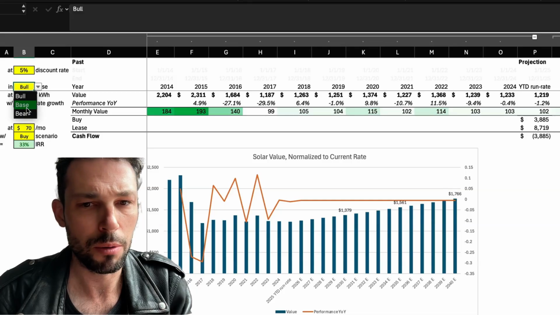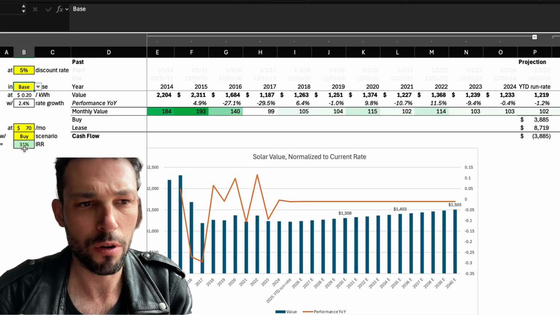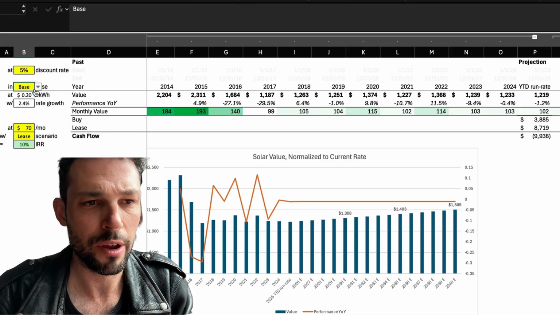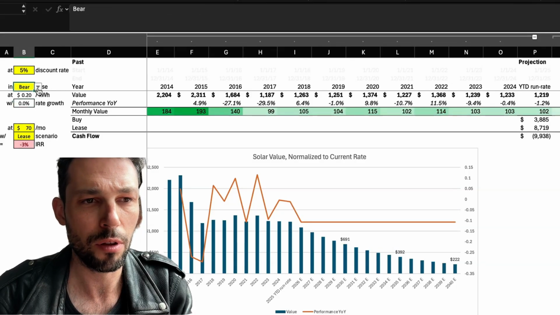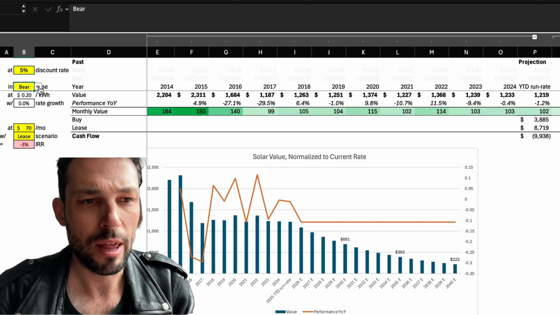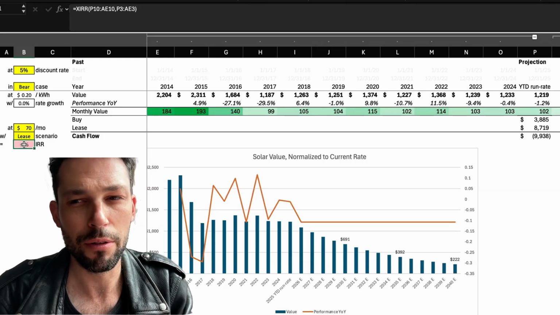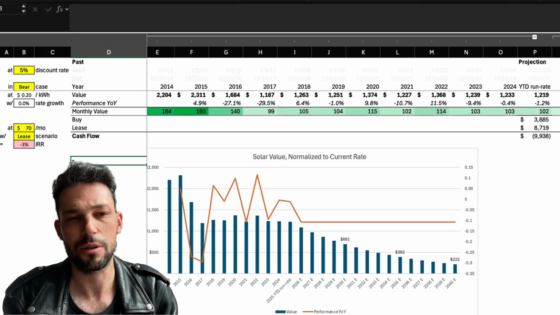So not degrading much in the bull case. Degrading a little bit more, your IRR is lower. But with the lease scenario, you're more exposed to that situation. You're actually dropping to a loss because you don't have rate growth in the bear case. I don't think that's super likely. You would have to have zero rate growth to actually lose money on it, which I don't think is likely. So I don't think the bear case is likely.